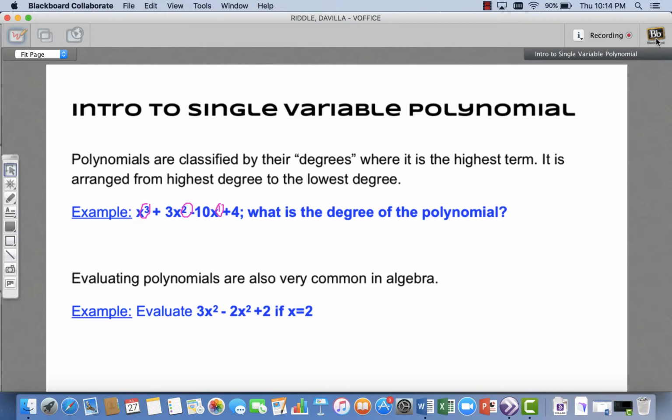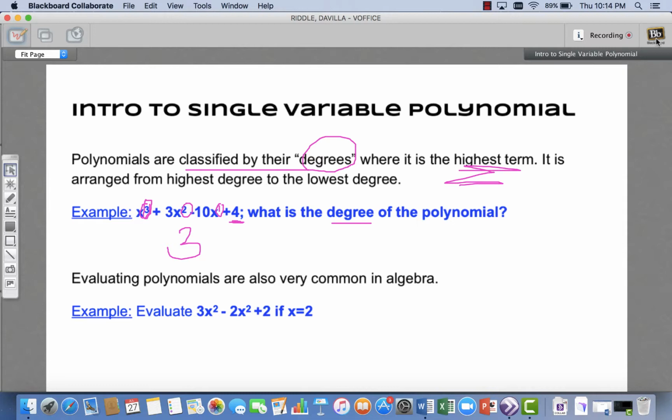And then when we get to the 4, there's no x variable and no exponent, so that's the last one. And when we classify them by their degrees, we always look at the highest term. So in this example right here, what is the degree of the polynomial? You want to give it a shot, Kyle? Yep, that's perfect. So 3, since right here it's the greatest degree.